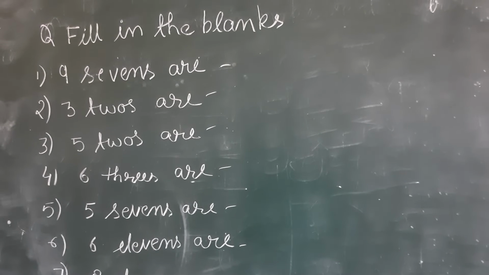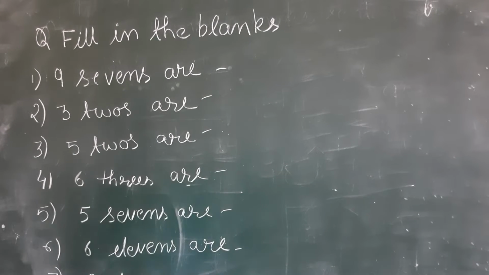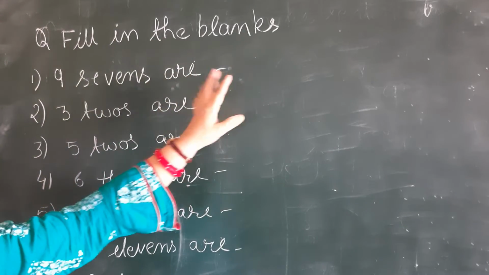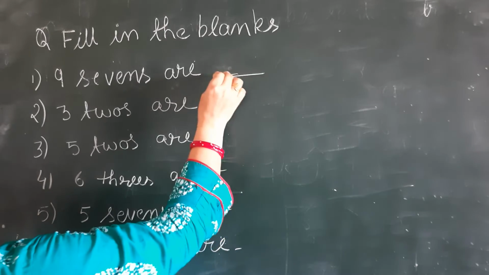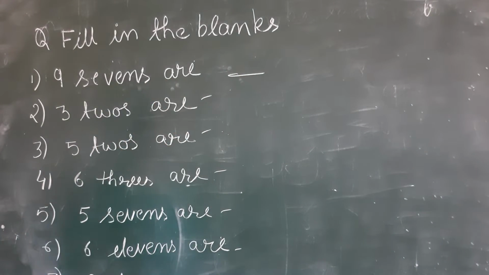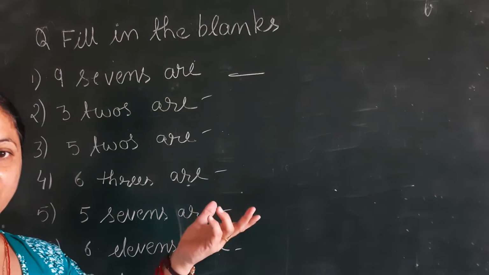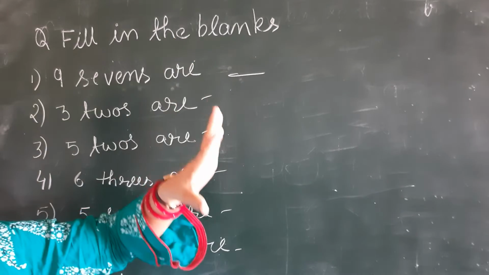This is fill in the blanks. Very simple question. First, once you get it, you can do it yourself. Okay, fill in the blanks. We have to fill in the blanks. What will come here? Okay, 9 7s are. Earlier we were doing the division to find out the blank. But here to find out this blank, what do we have to do?